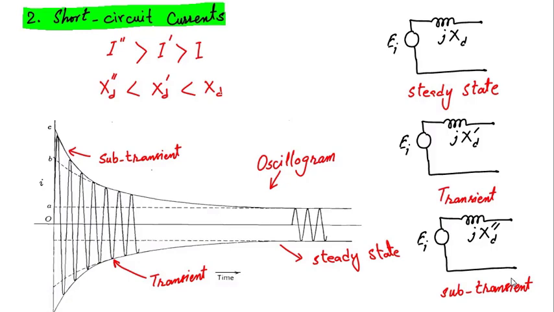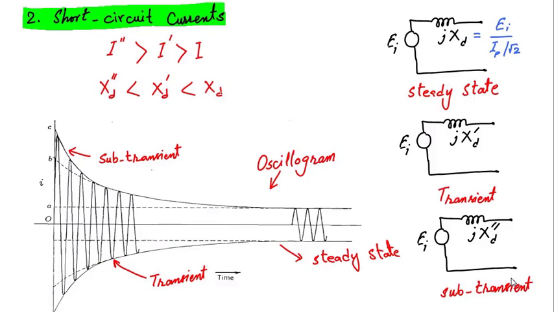We know the value of current from this oscillogram. So voltage divided by the RMS value of current will be equal to the steady state value of reactance, as you can see here: Ei divided by Ip, the peak value of steady state current, divided by root 2, because peak divided by root 2 will give us the RMS value. So this is the value of Xd.